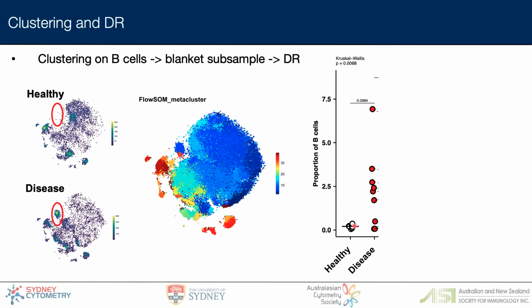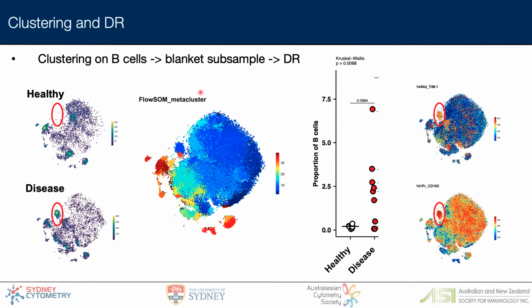So in this case, it looks like subset 9 or cluster 9 is increasing within disease compared to healthy patients. Finally, we can refer back to the t-SNE plot to give us an idea of what makes this particular subset unique. So in this case, it looks like this subset expresses high levels of TIM1 and CD185 or CXCR5. You can then go back to manual gating to see whether any of this holds true.